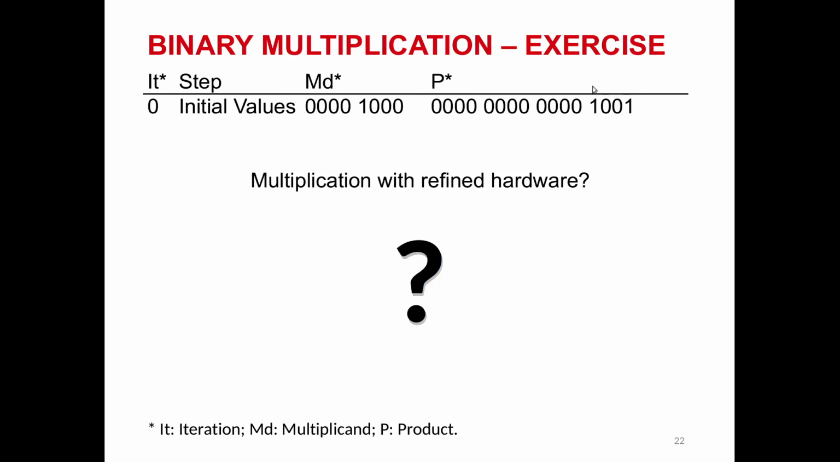The lower part, the least significant 8 bits, will be initialized by the value of multiplier MR, which is 0, 0, 0, 0, 1, 0, 0, 1, and it is value 9 in decimal. We will need to find the value of multiplicand and the value of product, including the left part and the right part of product for each step in our execution.